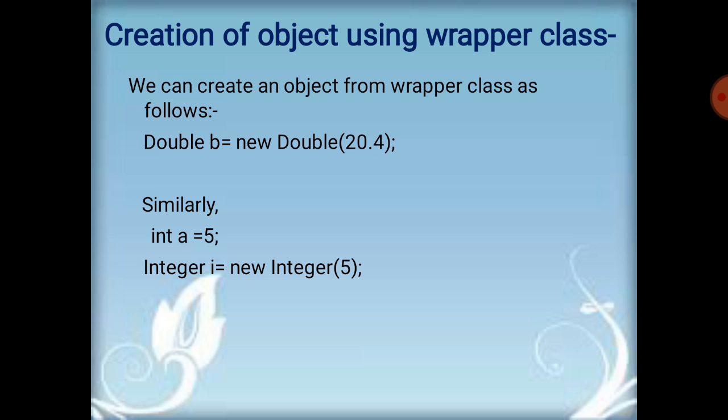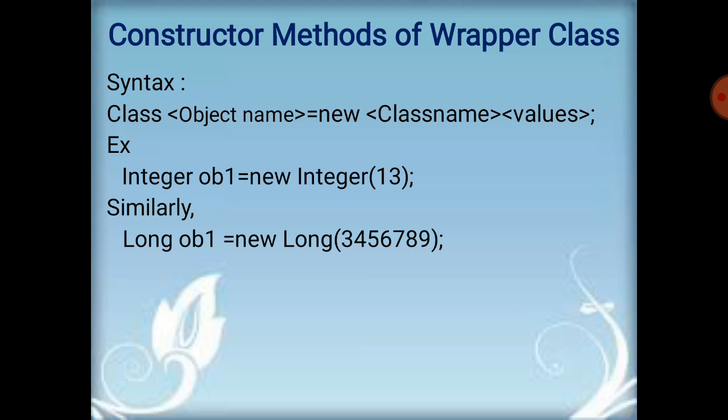Similarly, int a = 5. Here we have assigned 5 to variable a, but I am creating an object, Integer i = new Integer(5), using the wrapper class Integer. Here both a and i have the same value, 5, but i is an object while a is a simple value.